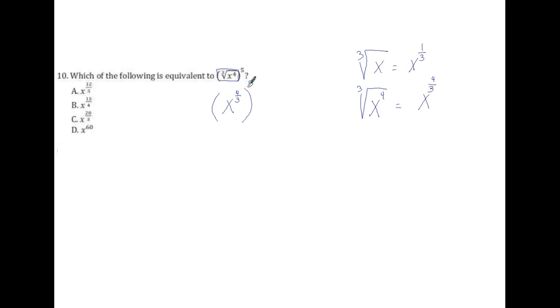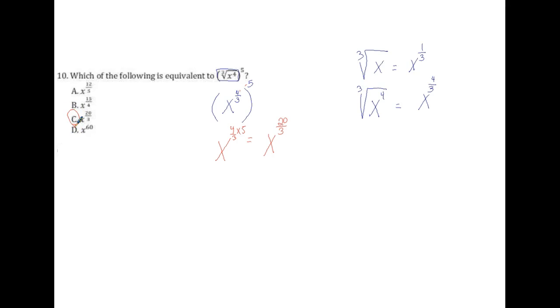Now, remember from the video of the rules we apply to the powers, to exponents, when we have a term in parentheses, all to the power something, you just multiply the powers. So basically, you just have x to the power 4 over 3 times 5. 4 times 5 is 20. So it's 20 over 3, which is C.